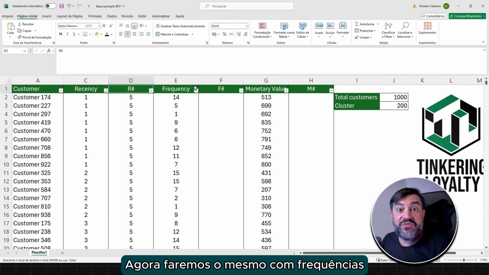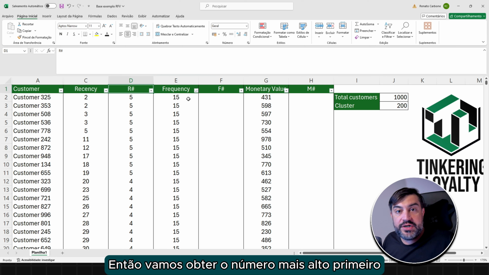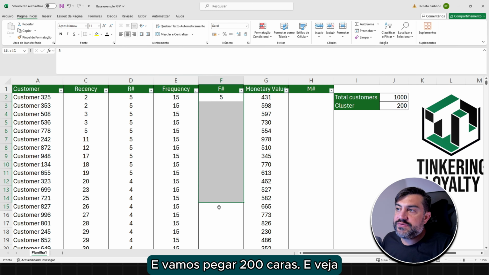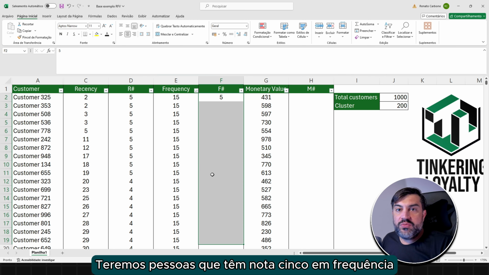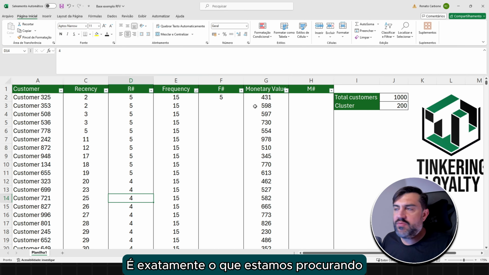Now you do the same with frequency. So in this case, we want the most amount of frequency. So let's get the higher number first. Let's assign 5 to them and let's get 200 guys. See here, we will have people that have score 5 in frequency and score 4 in recency. That's exactly what we are looking for.